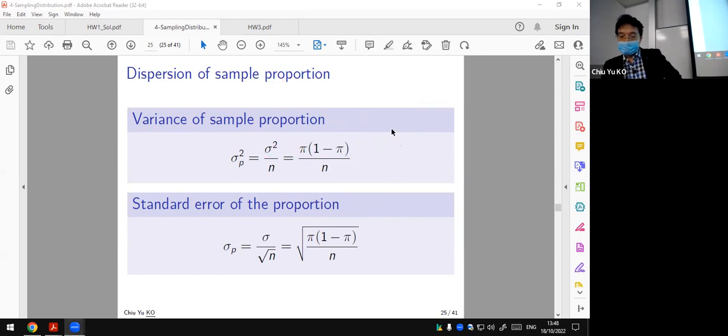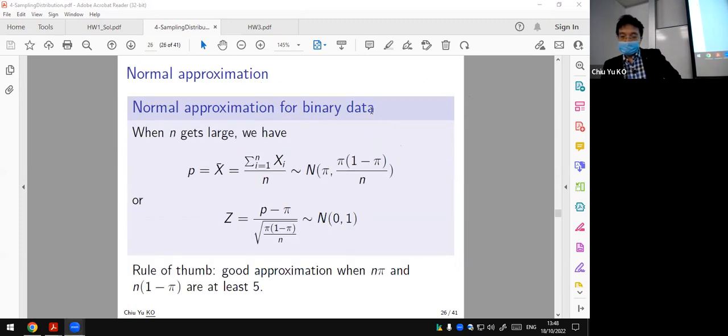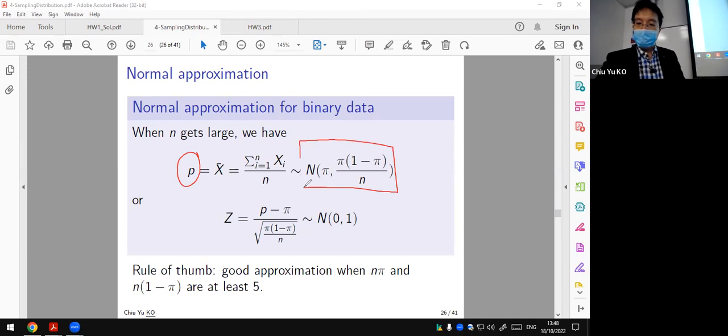Now, that would be the same. The central limit theorem applies, okay? Because binary data also has a central limit theorem applied, right? That means that this guy, the sample proportion, follows a bell curve.